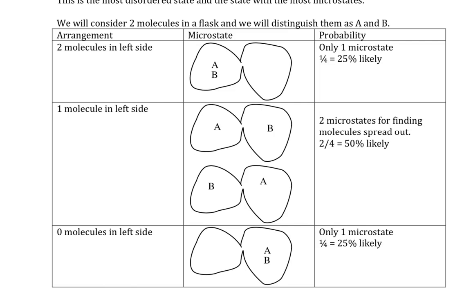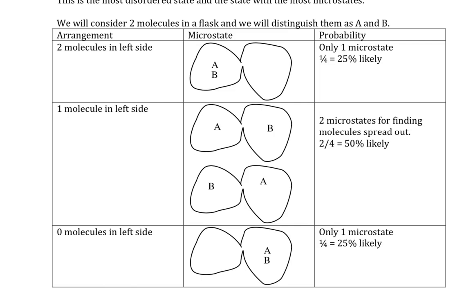Now, we have several arrangements that we will consider for our two-molecule gas. The first arrangement, or we could say state using that term with the cards, is two molecules on the left side. So that would be both A and B on the left side, as is shown in the table under microstate. There's only one possible microstate of those two molecules being on the right side. I'm sorry, the left side. So only one microstate. So that takes care of the arrangement or the state, two molecules on the left side.